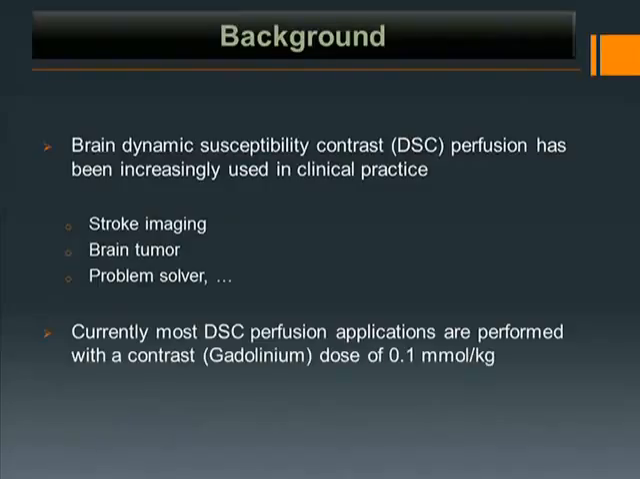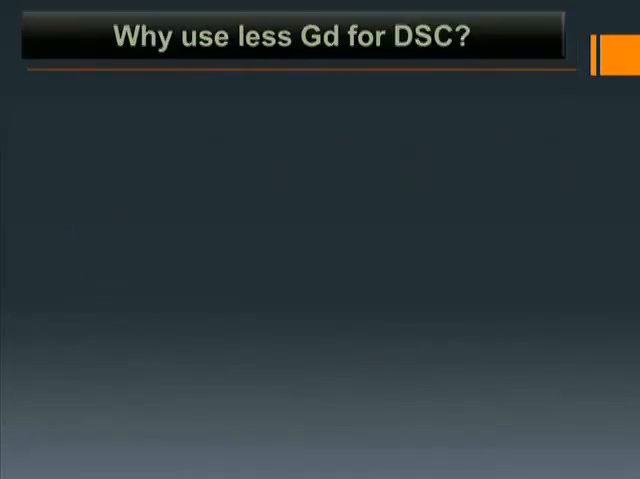So I think most of us in this room are using brain DSC perfusion to some degree for stroke imaging, brain tumor imaging, or as a problem solver in our daily practice. The current standard dose of DSC perfusion is about 0.1 millimole per kilogram gadolinium. So why use less gadolinium for DSC?